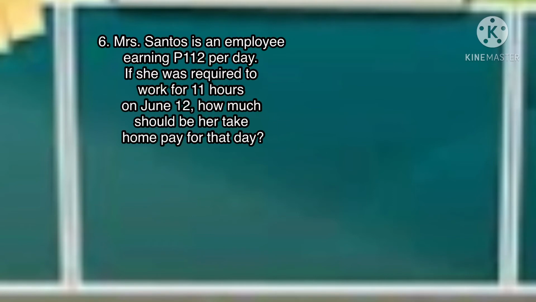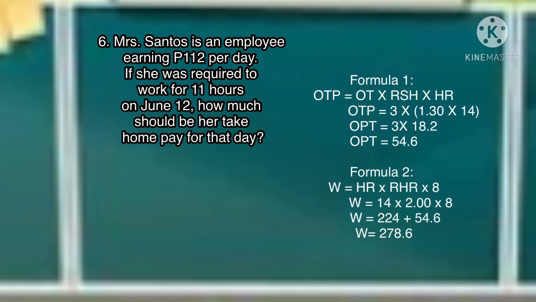Number 6, Mrs. Santos is an employee earning 112 per day. If she was required to work for 11 hours on June 12, how much should her take-home pay be for that day? First, we will get the total amount of overtime from 11 hours, which is 3, times the special holiday rate of 130% convertible to the decimal number 1.30, times the hourly rate of 14 pesos, and the total amount of overtime pay is 54.6.